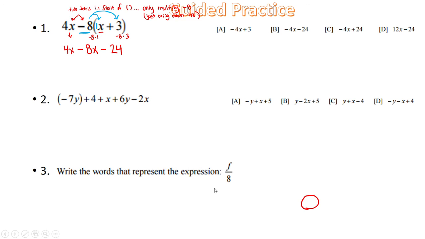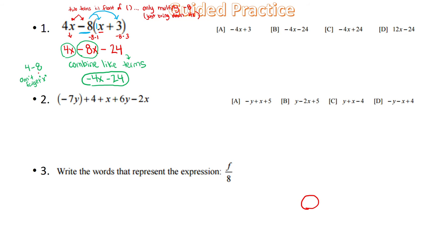Now, I'm not finished with this question. I need to combine like terms. My like terms in the problem are the 4x and the minus 8x. If I'm combining them together, I'm not typing an x in the calculator. I just have to remember to write it after I do 4 minus 8. Then I'm going to bring down the negative 24 because there's nothing to combine it with. So hopefully this makes sense. And this answer is one of my answer choices, and it is B.